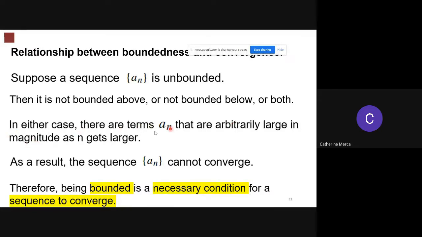Diba? Or both. Okay? So, kung n gets larger, kay dili man siyang bounded, madako pod. Mahimo pod siyang, the magnitude will also get large. So, dili siya mag-converge. Therefore, being bounded is now a necessary condition for a sequence to converge. Dili man siya mag-converge to a certain value kay dili man siya bounded. Okay? So, boundedness is a necessary condition for a sequence to converge. Yung converge, padulong ato nga value.